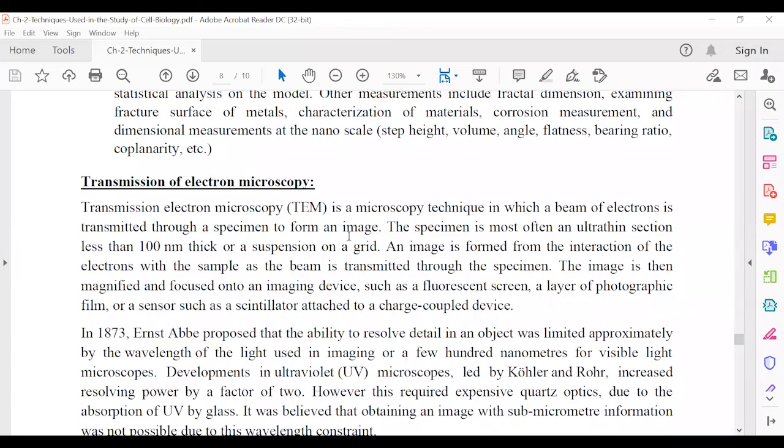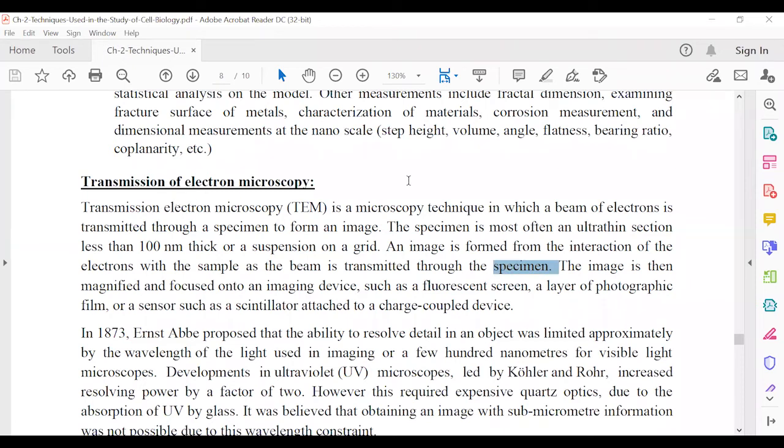Transmission of electrons through a specimen to form an image. This technique is called transmission electron microscopy. The specimen is most often an ultra thin section less than 100 nanometers thick or a suspension on a grid. An image is formed from the interaction of the electrons with the sample as the beam is transmitted through the specimen.